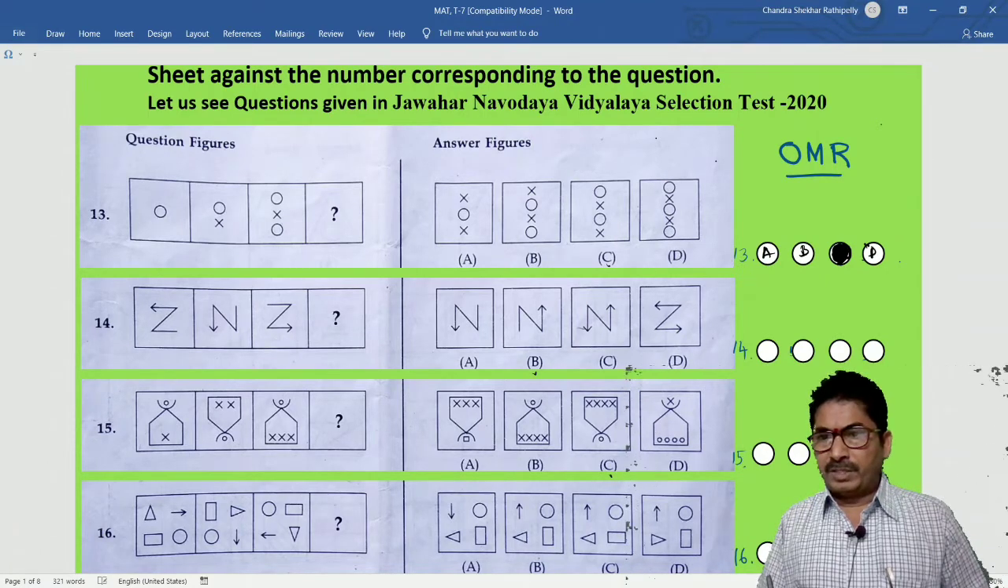We have to fill this properly, complete, okay.